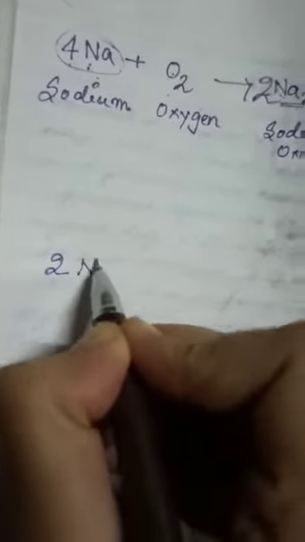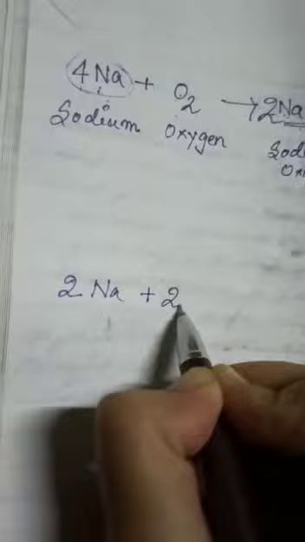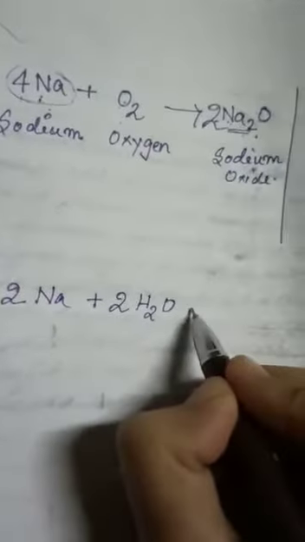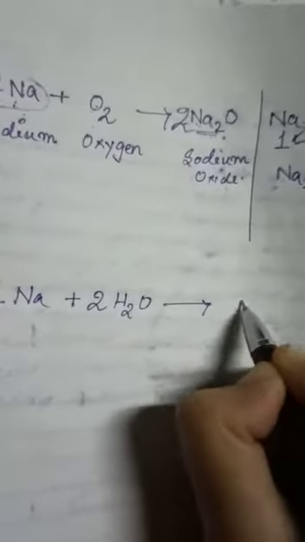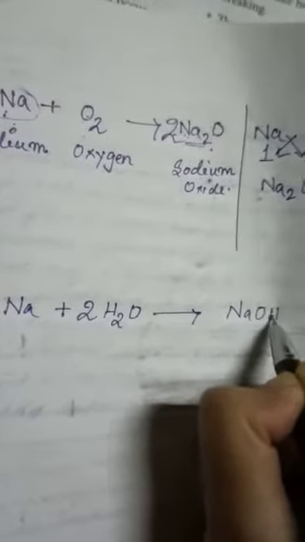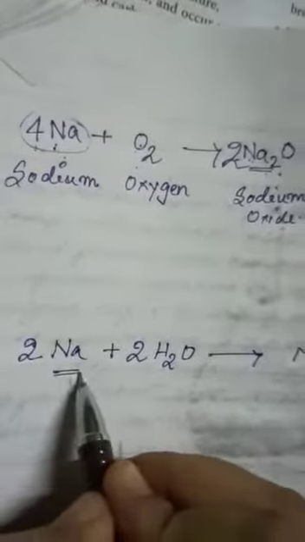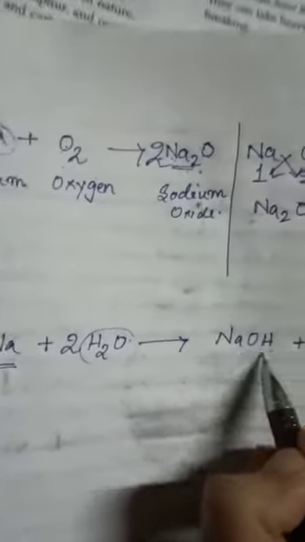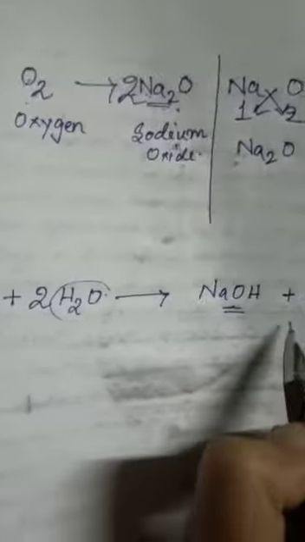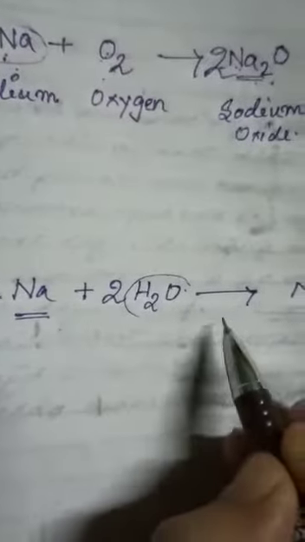Next, when a metal reacts with water, say if I take 2 atoms of sodium plus 2 molecules of water, I will get sodium hydroxide plus liberation of hydrogen. Whenever a metal reacts with water, it will form either hydroxides or oxides. When sodium reacts with water, it will form hydroxides.